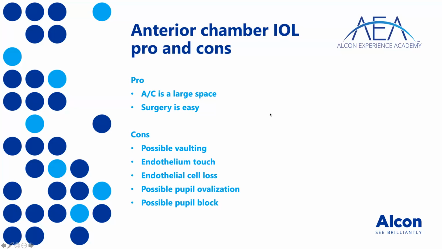This is due to two reasons. The first one is a mechanical reason. The second one is some sort of turbulence that the lens creates with the aqueous in the anterior chamber. There is the chance of pupil ovalization, but with the anterior chamber lens it is not so important. And of course, as we mentioned before, there is the chance of pupil block. So it's absolutely mandatory to create a surgical iridotomy to avoid this.